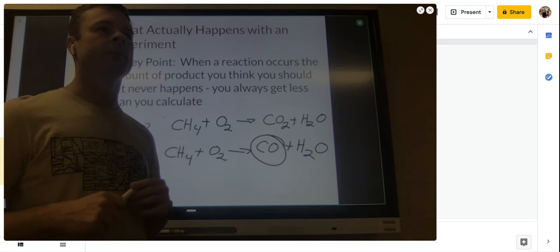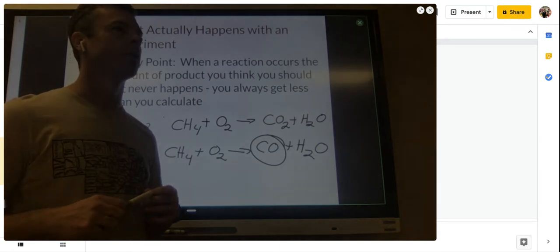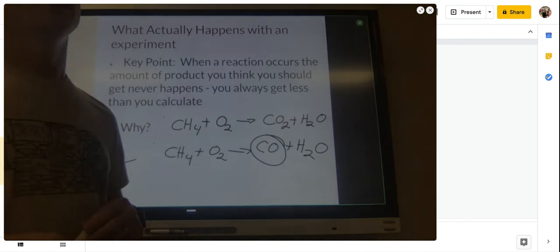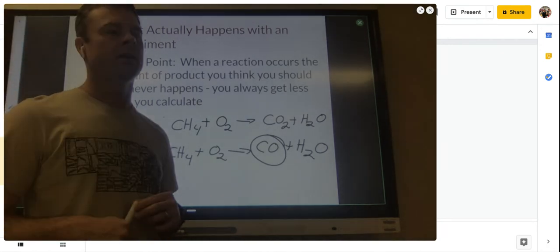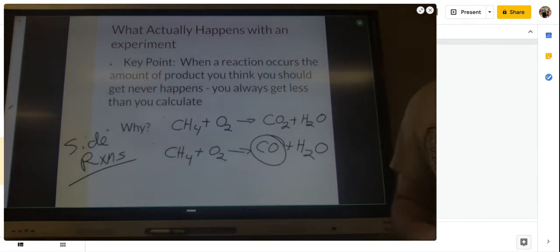So this is going to be a really stupid example, but I'm just kind of pulling this out of nowhere. Imagine that you have a recipe and you're going to bake a cake, all right? So you mix all this stuff up and you throw it in the oven.